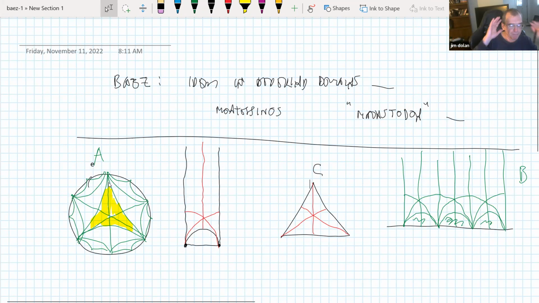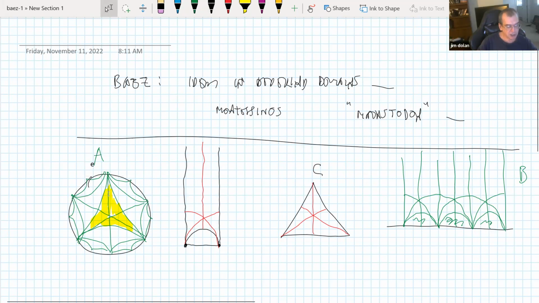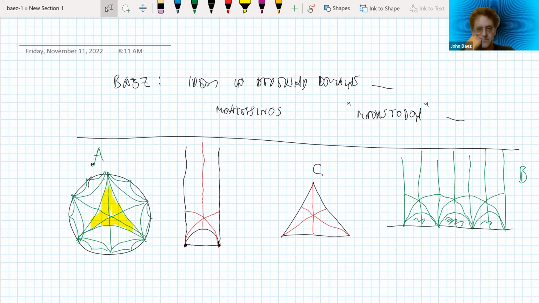You can get a model of Lobachevsky's geometry by taking the points to be the interior of the unit disk and taking the lines to be the circles inside the disk that intersect the boundary circle at right angles. I hope I said that correctly. Yeah, that's right. So that's a famous model.